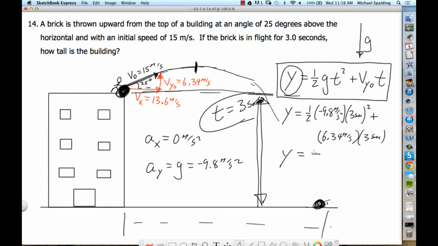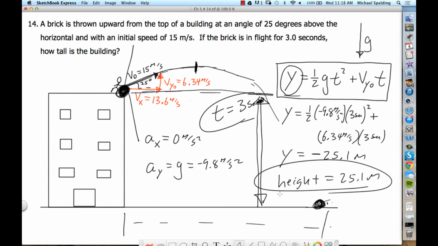Why does it make sense that it comes out negative? Well, look, did the brick go up or down? Down. So it makes sense that the answer comes out negative. In fact, what's this going to be? Who punched this in? Who did this already? What did you get? 25.1. So it comes out as negative 25.1. So what's the height of the building? The height of the building is just going to be 25.1. Right? We found it by figuring out how far the brick went down.